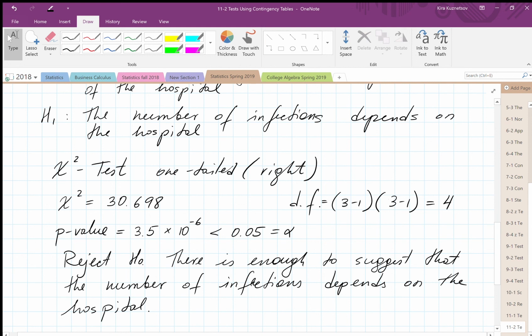As I said, on the next video, I will do this particular problem on a calculator, and then we'll continue on to the test for homogeneity over proportion.